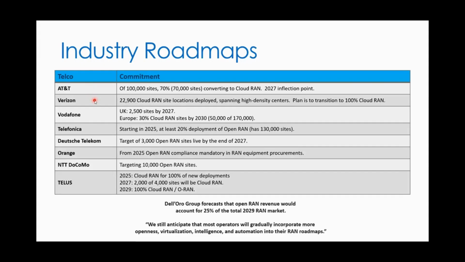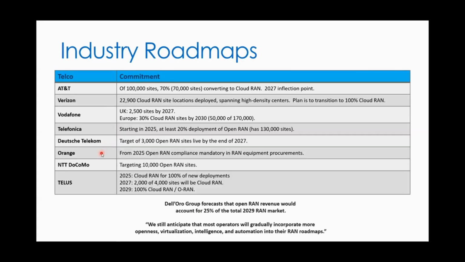Verizon has about 23,000 Cloud RAN sites today, and they have those in high density centers, Manhattan, things like that. And they've said that they're planning a 100% transition to Cloud RAN. Vodafone in the UK is seeing a significant shift, and in Europe overall, they're expecting about 30% Cloud RAN sites by 2030. Telefonica, at least 20% of their sites by 2020, starting in 2025. Deutsche Telekom, 3,000 sites by the end of 2027.